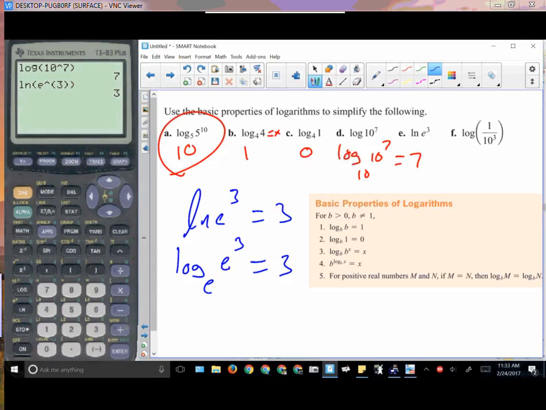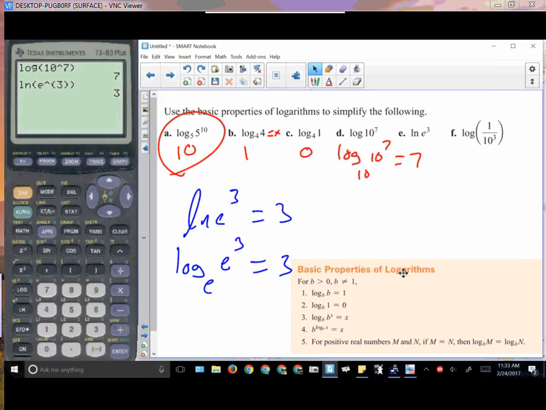You'll become more familiar with what things are. So now, last one. When I look at that, again, I see nothing there for the base, so that tells me that the base must be 10. So I know that I'm going to have log base 10.